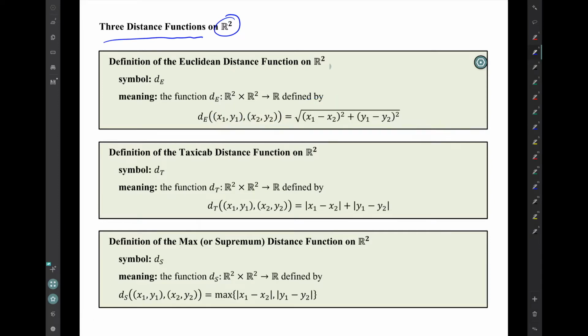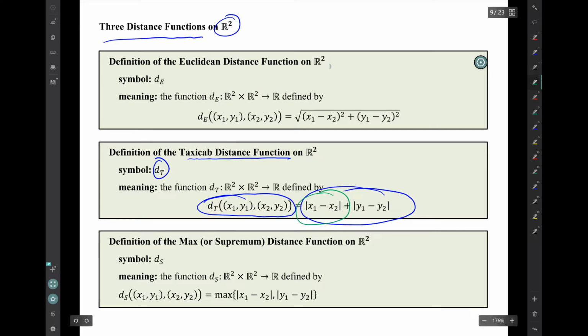There's another distance function on R2 called the Taxicab distance function. Its symbol is d subscript capital T, and it's computed this way. The distance between 2 points in R2 is computed by this computation: the absolute value of x1 minus x2 plus the absolute value of y1 minus y2.